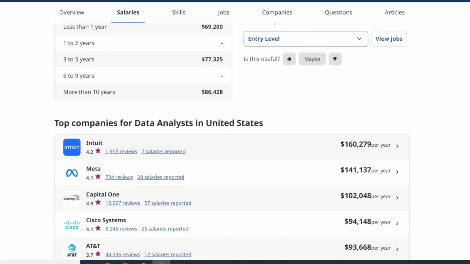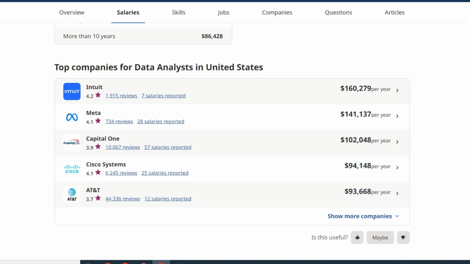And it's got the top jobs in the United States at the moment. Intuit has a job for $160,000 for a data analyst. Meta, which used to be called Facebook, is $141,000 for a nice data analyst job. And here's some top jobs here.